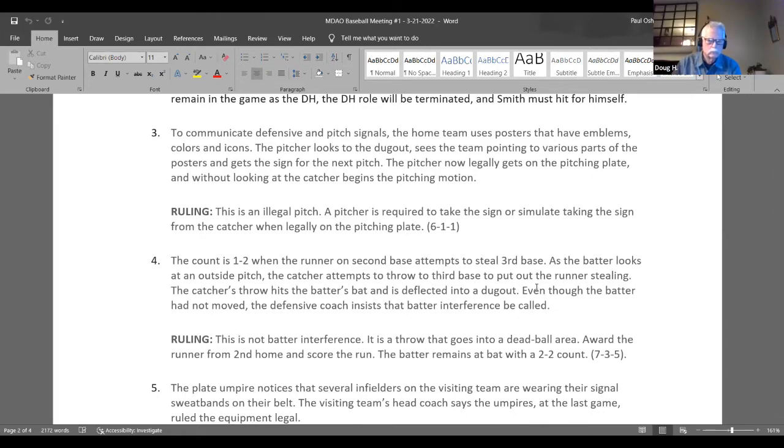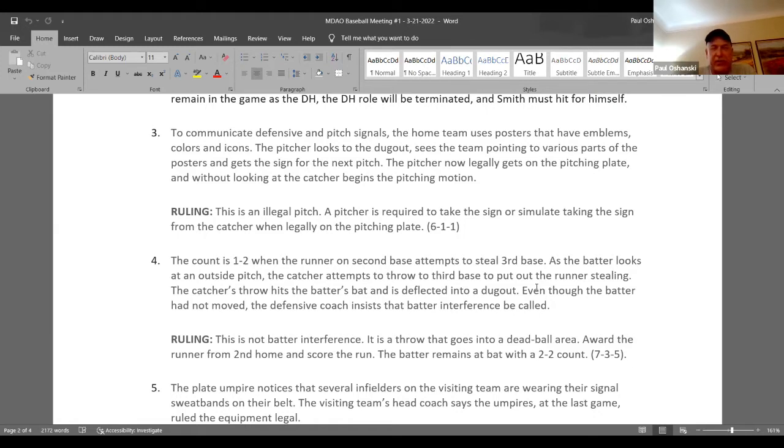Okay, so to communicate defensive and pitch signals, the home team uses posters that have emblems, colors, and icons. The pitcher looks to the dugout, sees the team pointing to various parts of the posters, and gets the sign for the next pitch. The pitcher now legally gets on the pitching plate and without looking at the catcher begins his pitching motion. So the pitcher can't do that, right? So we need him to at least pause and act like he's taking a signal.